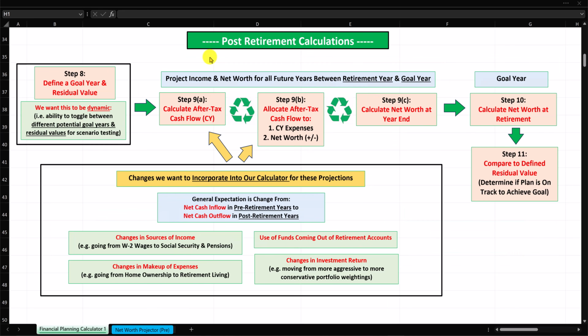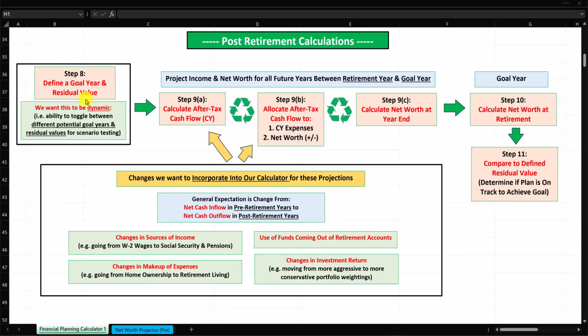Then when we get down here to our post-retirement calculations, we're going to start in step 8 by defining a goal year as well as a residual value. Now, a goal year is going to be the year that you are ultimately going to pass. And a residual value is the amount of cushion that you want to have beyond your goal year after you do the rest of your financial planning. And a residual value can also be considered what you want to pass along to your posterity at the end of your life.